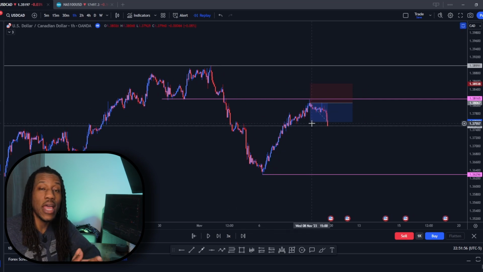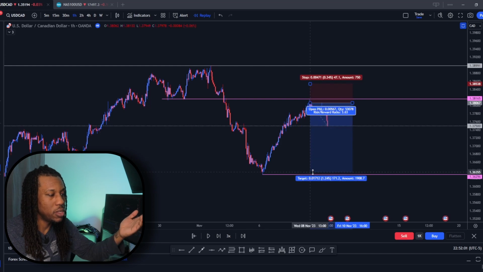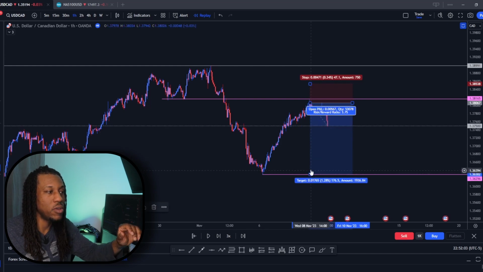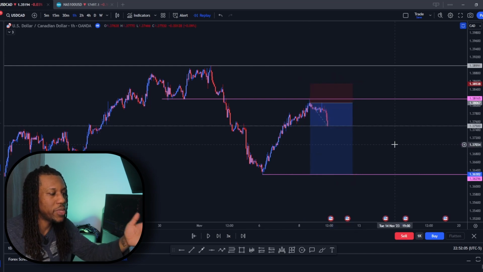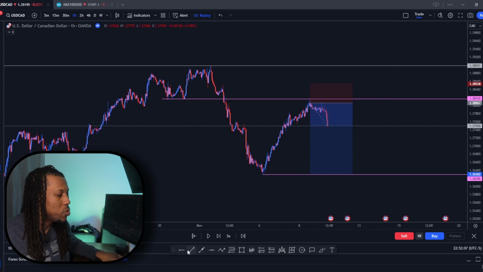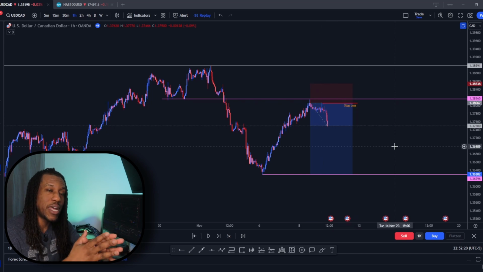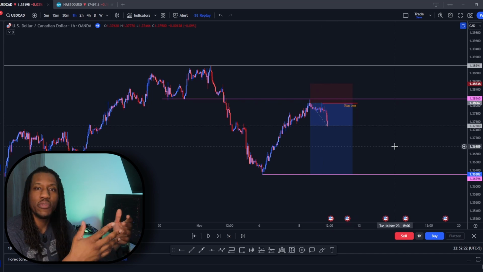Okay. So now our trade is 1-to-1. From here, I'm just going to extend the risk to reward tool down to our take profit, and then we're going to add our stop loss at break even. The benefit of doing this is that now our trade is risk-free.